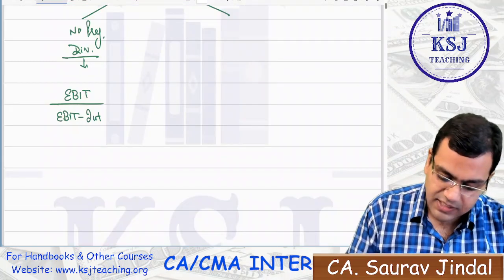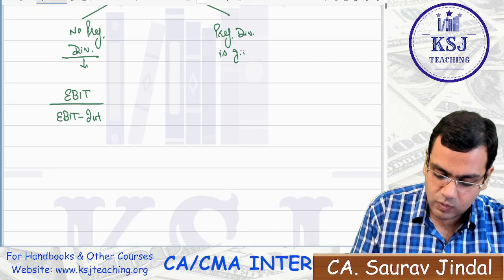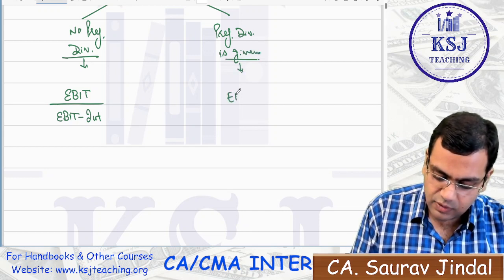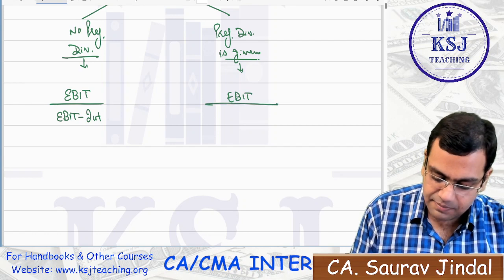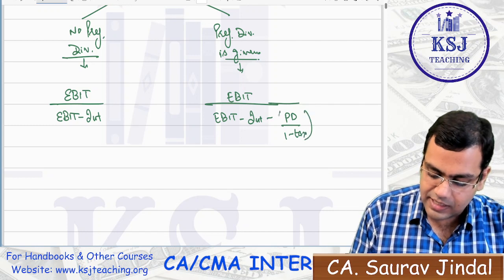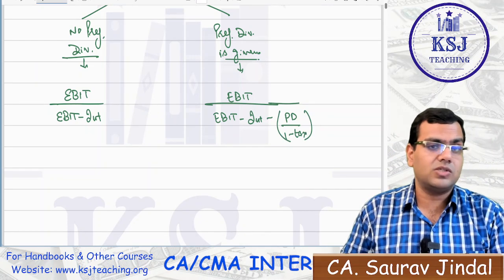Now, if the preference dividend is given, then what is to be taken in the question, sir? If preference dividend is given, then you have to take EBIT divided by EBIT minus interest minus what? Sir, preference dividend divided by 1 minus tax. Why preference dividend divided by 1 minus tax? I have already explained in the last lectures also.